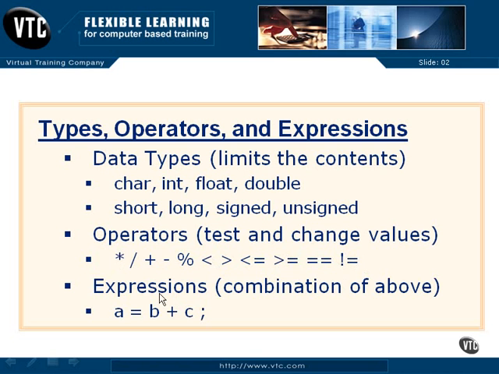And then a C expression is a combination of variables or data types and operators. And we can also have constants. We haven't talked about those yet, but we will. And a constant, of course, is something that you set a value to when you create or initialize it, and you do not then change the value. You're not allowed to change the value of a constant, or it wouldn't be a constant.